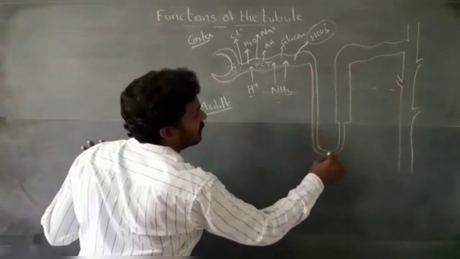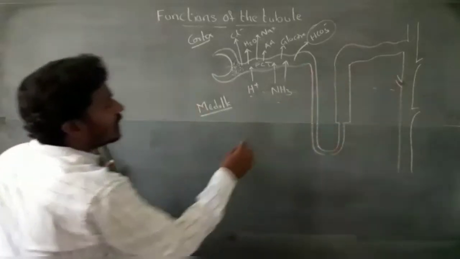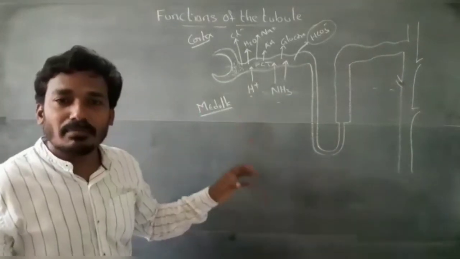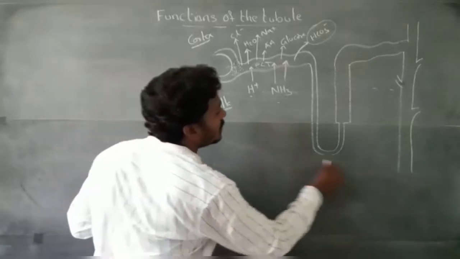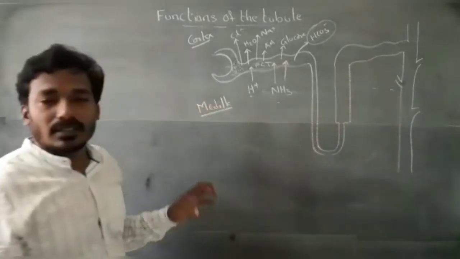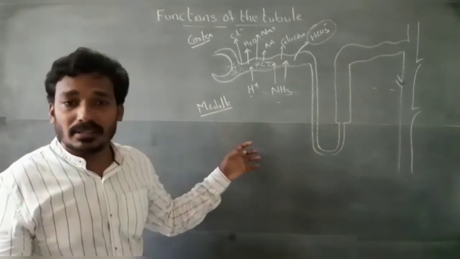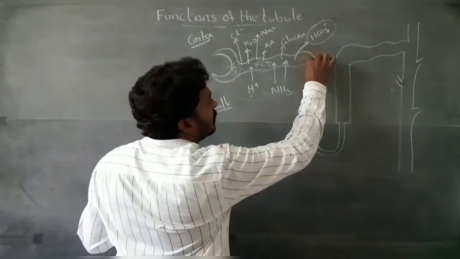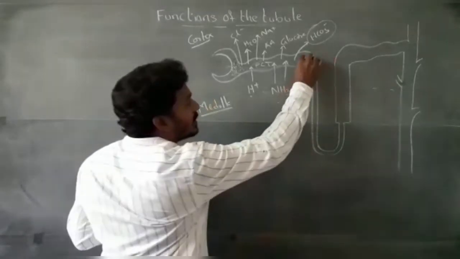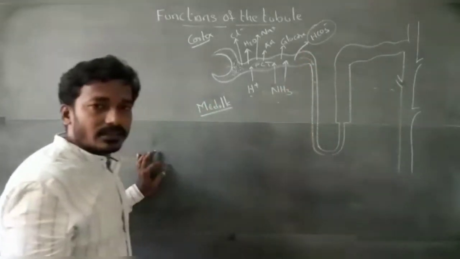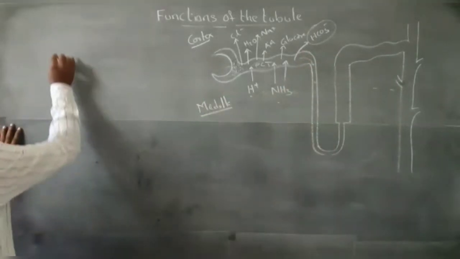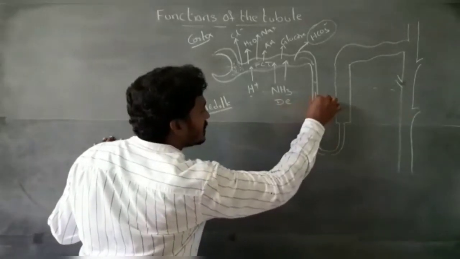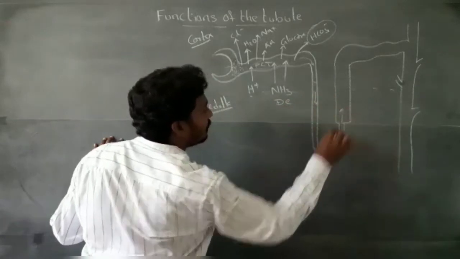Next, the loop of Henle. The loop of Henle helps maintain medullary osmolarity. This is the medulla region. The primary urine or filtrate enters the loop of Henle. The loop of Henle has two limbs: the descending limb and the ascending limb.